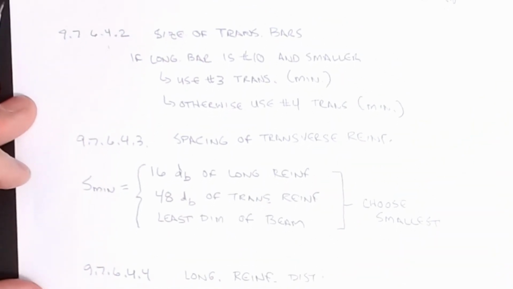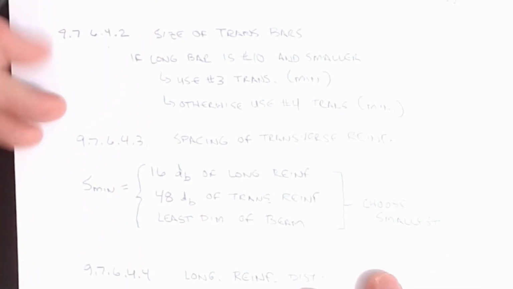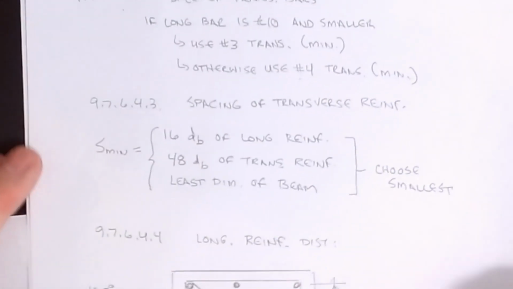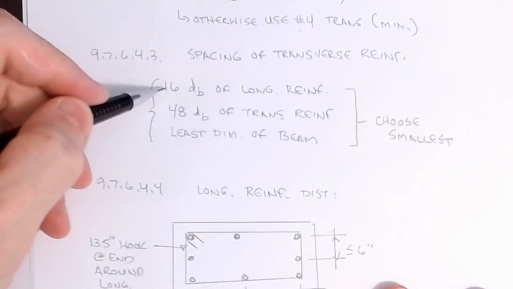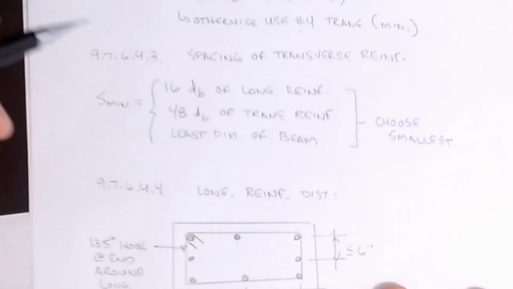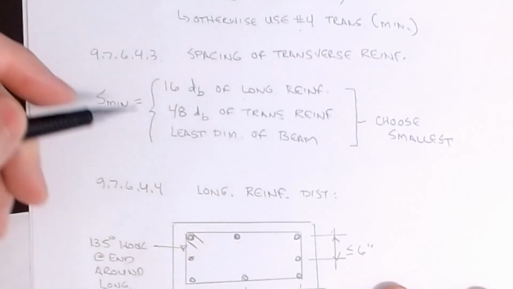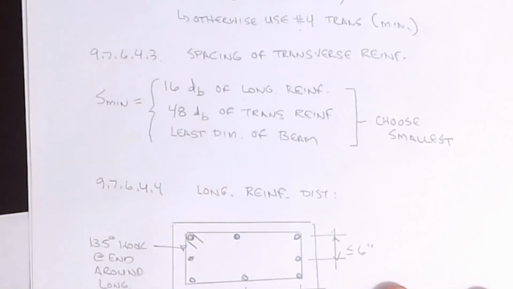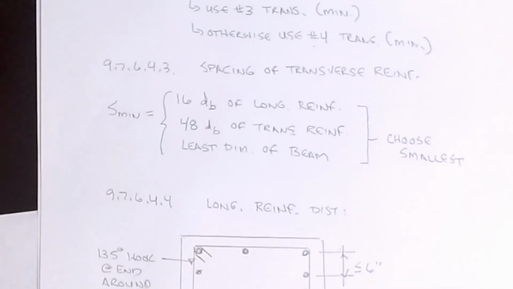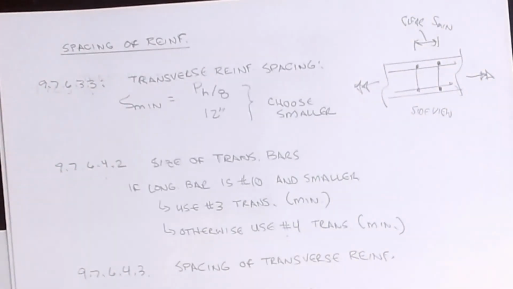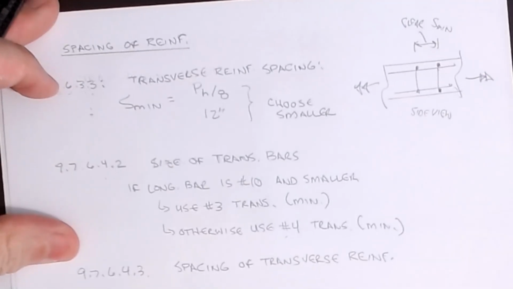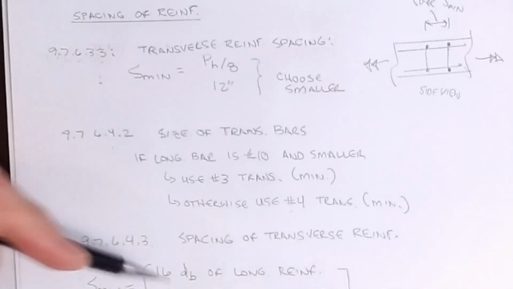Another check on our spacing: the maximum spacing of the transverse reinforcement is 16 bar diameters of the longitudinal, 48 bar diameters of the transverse, or the least dimension of the beam. That's in addition to what we were seeing up in 6.3.3. So you've got a couple of different ones happening here. Again, it's all about trying to keep those cracks arrested based on the size of the bar.